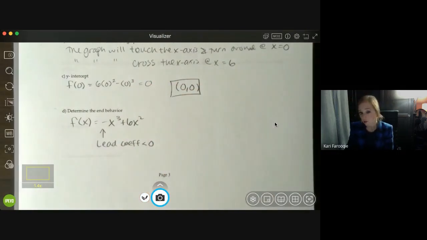We know that if n is odd, we've either got this happening or this happening. And remember that when your lead coefficient is negative, it's going to look like your graph is going down from left to right. Sorry, I don't know if this is backwards for you when I do this. Down from left to right, I think, right? Down.